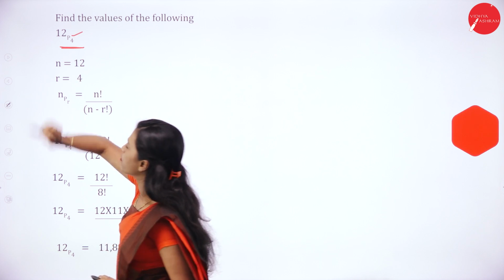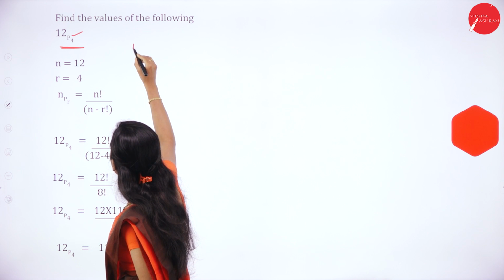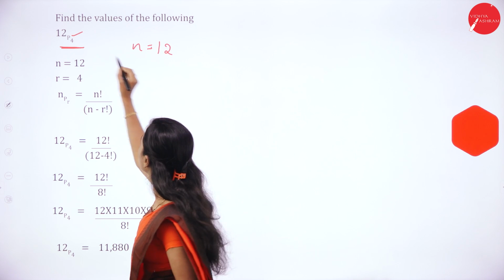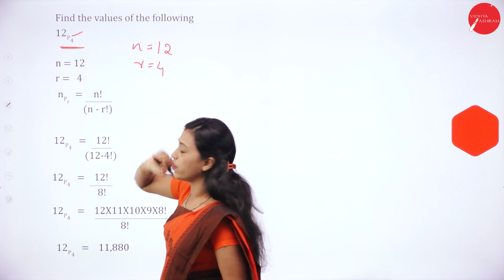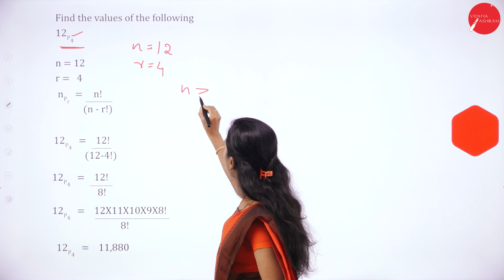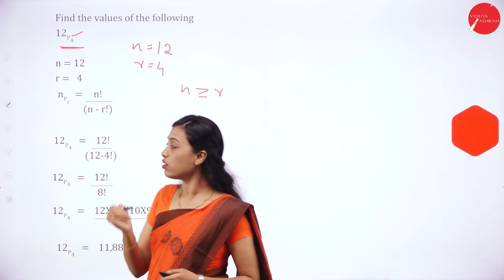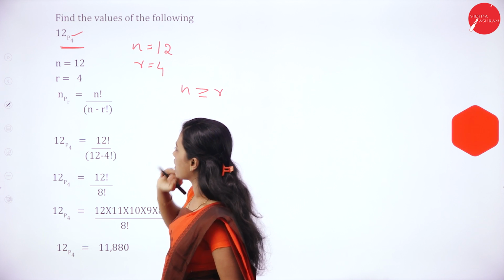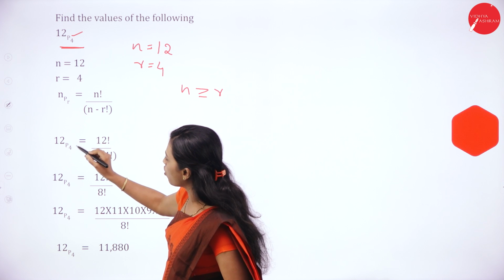12P4. P means permutation. Here n is 12 and r is 4. Always n must be greater than or equal to r. So nPr is equal to n factorial divided by n minus r factorial. So n is 12 and r is 4.